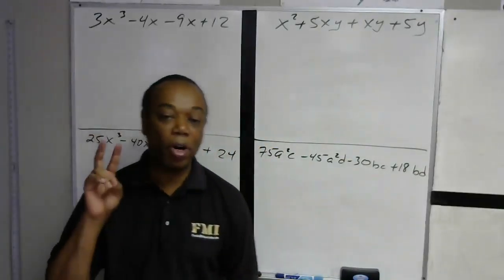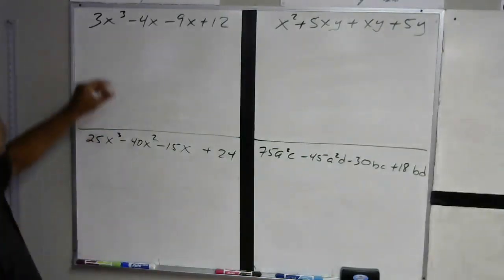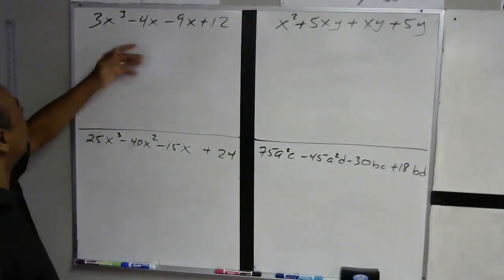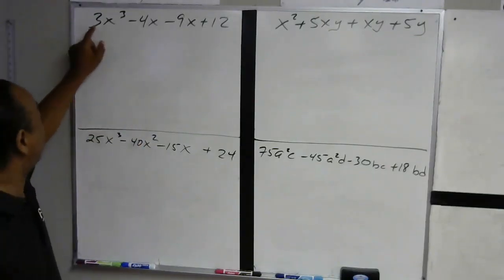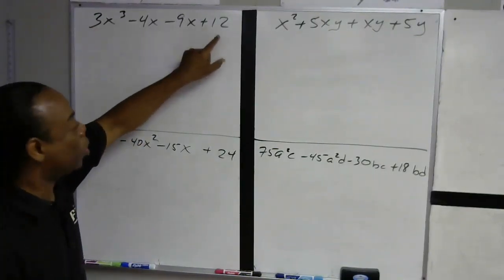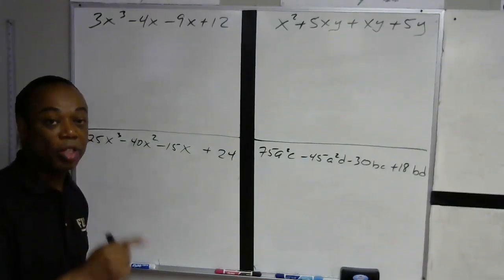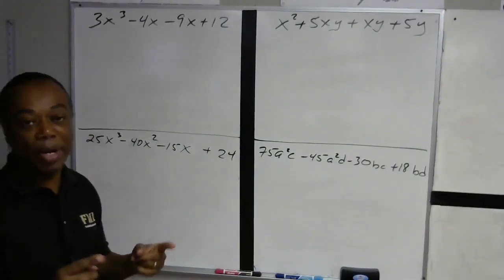Factoring by grouping, part two. Okay, I'm looking here for greatest common factors, or GCFs, and I don't see any. I have 3, 4, 9, and 12, so the only GCF out of that is 1. So now I want to take out GCFs by groups.